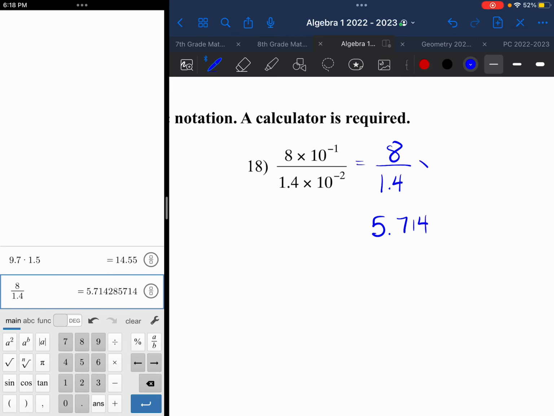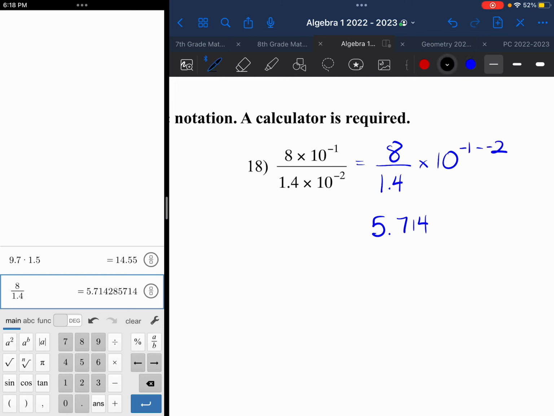And then this is going to be times 10 to the power of, and then it's because it's the same base with division. I'm going to do subtraction. I'm going to do top minus bottom because my answer is going to go in the top, or off to the side, which is the same thing as the top. So I'm going to do negative 1 minus the bottom, which is a negative 2. Double negatives mean I'm going to add.